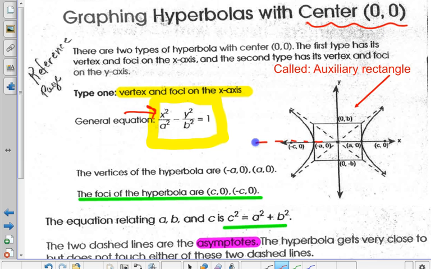Okay, this is the transverse axis, and it is a horizontal line, so this is called a horizontal hyperbola.